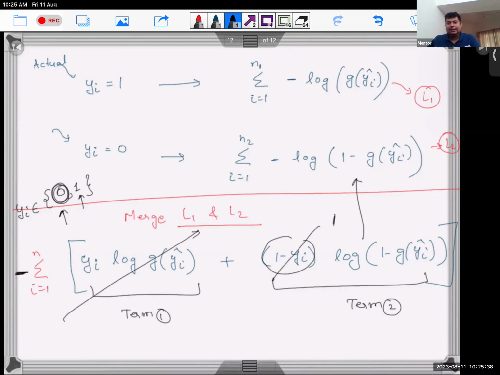Okay, is this clear? Yes, people. So at a time, only one of the functions is active, and that is what we want, right? Because it can be either 0 or 1. So for a given sample, it can be either 0 or 1. So only one term should contribute, right?